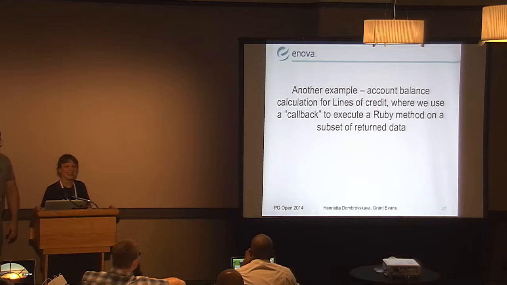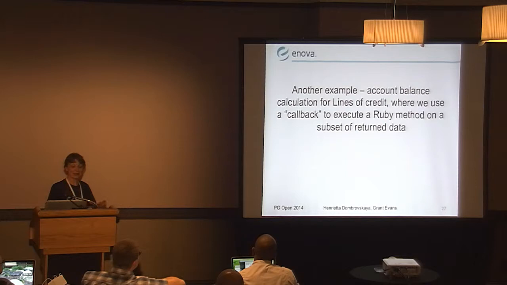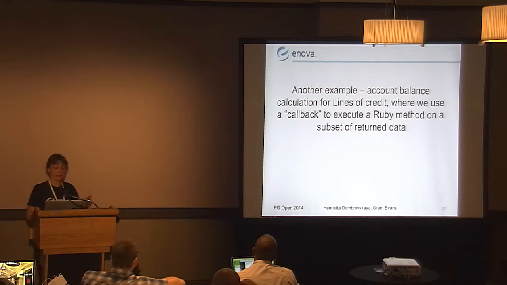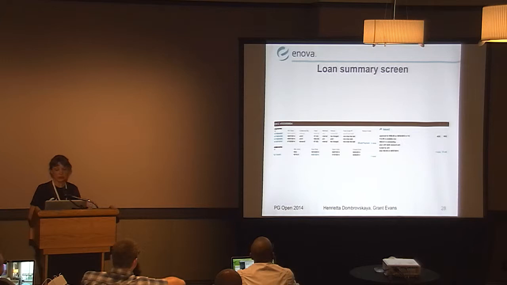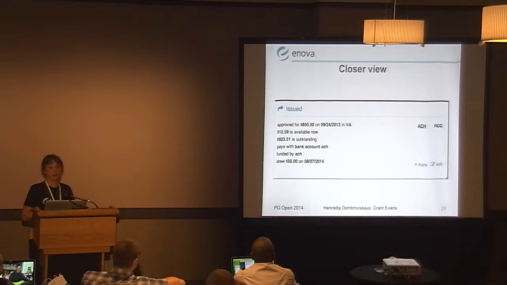So again, we will just fast forward. What I want to show here is about how we reuse our logic. The method we were showing before was just a method which would calculate one number, one amount. Obviously, when you have a big screen like this loan summary, I will do a close up, don't worry, you actually need to have many amounts and many fields displayed. So here is a close view. Those are some details of the loan.